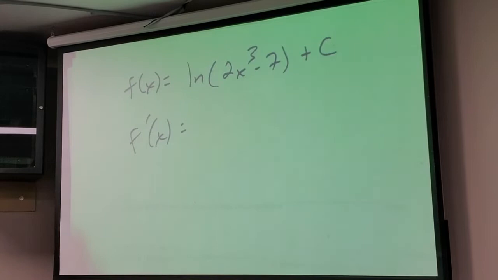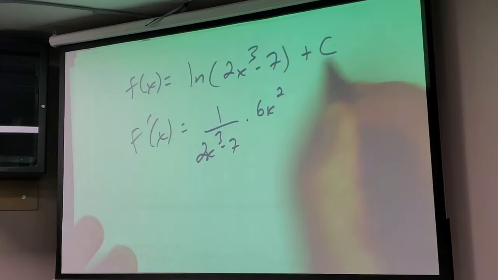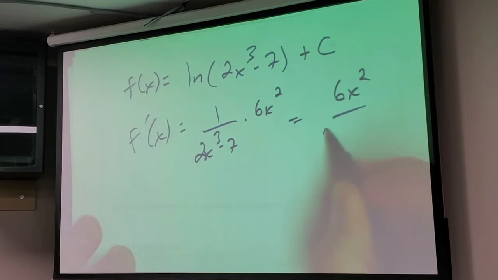All right. It should be done. It should be easy. What's the derivative of the natural log of anything? 1 over that thing times 6x squared. And, of course, this derivative is 0. So I get 6x squared over 2x cubed minus 7. Okay, that's old news, right? So what's that doing in this chapter, Jeff?